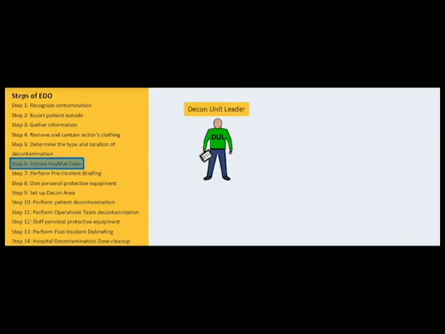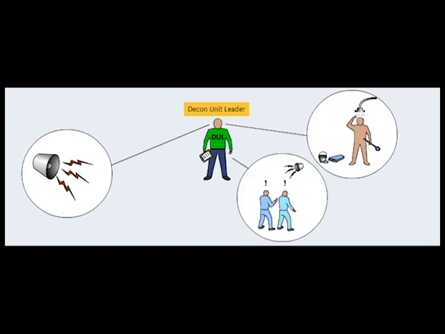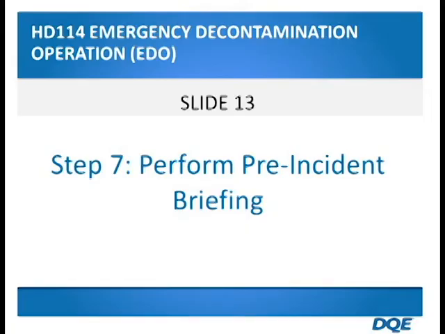After deciding to do soap and water showering, the Decon unit leader implements the hospital's procedure for alerting and assembling the Decon team. This also lets others in the hospital know that an emergency decontamination operation is underway. Available Decon team members should report to a designated area for the pre-incident briefing.